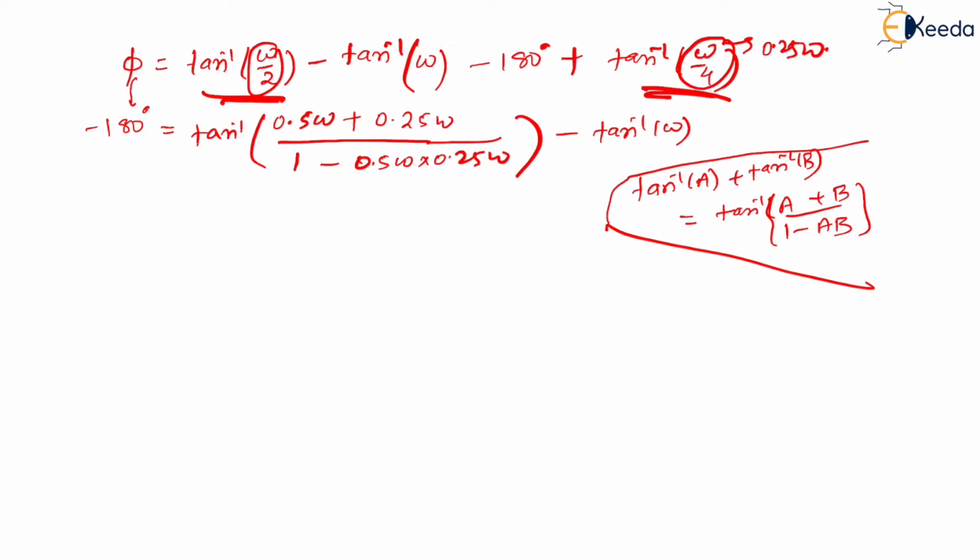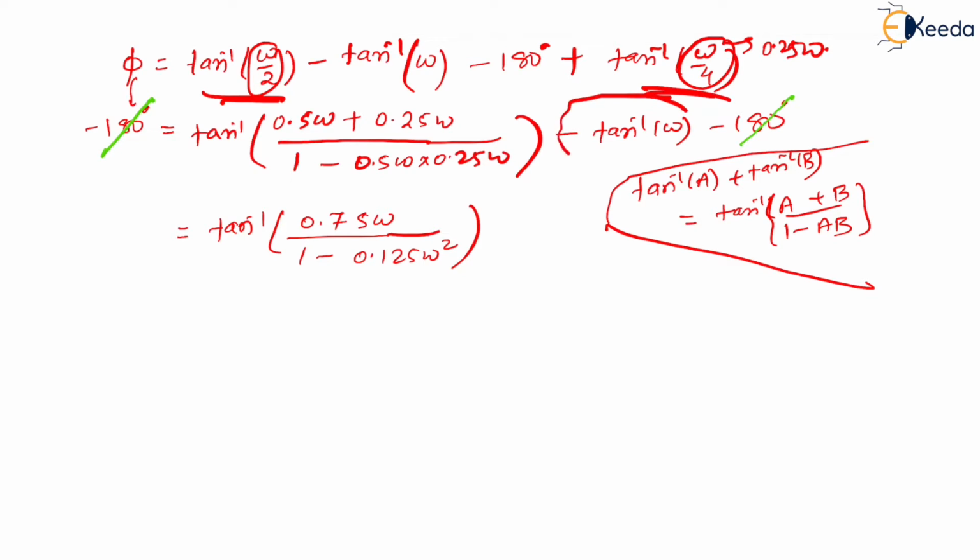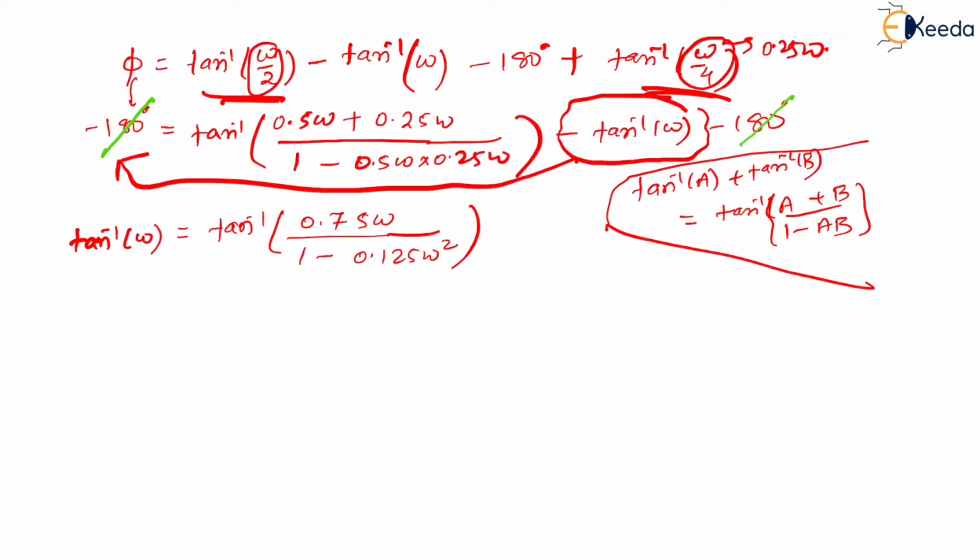Now minus, let me just take this outside, minus, yes, I have this tan inverse of omega and minus 180 degrees is there. Now if you check out this minus 180 degrees on the LHS and this one on the RHS will get cancelled, right? Yes. So if I add them, I get 0.75 omega upon 1 minus 0.125 omega squared, right? Now if I shift this negative tan inverse of omega on the LHS, then it will become positive tan inverse of omega. Is that right?